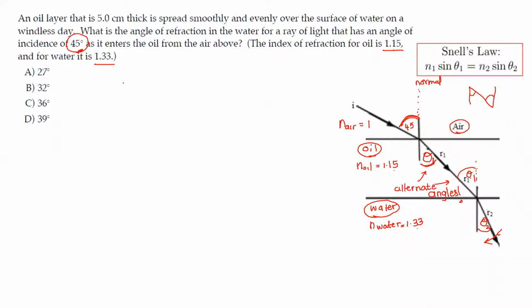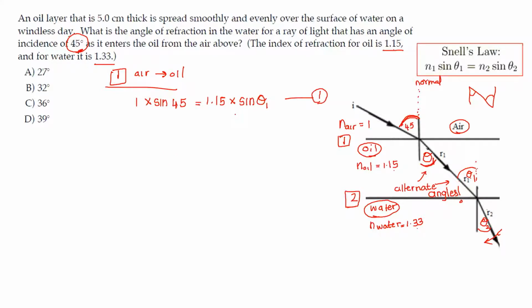Let's write the Snell's law twice. So we can write Snell's law to this interface and also to this interface, right? So let's look at the first interface first. So it's from air to oil. If I write Snell's law, it is N air 1 times sine 45 is equal to N oil 1.15 times sine theta 1. Okay, that is my first equation.